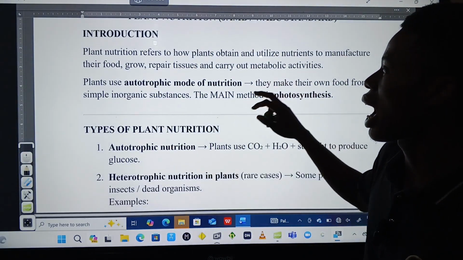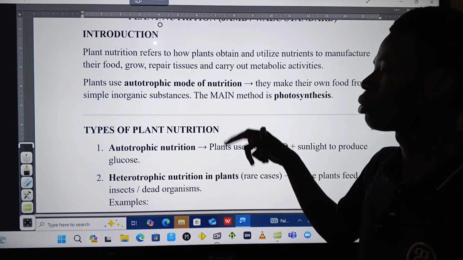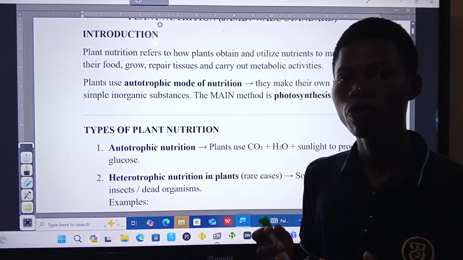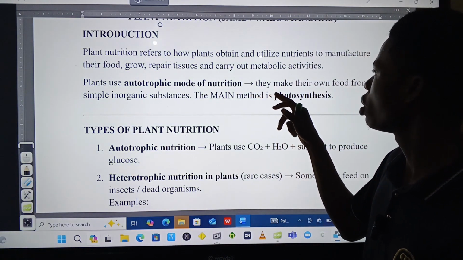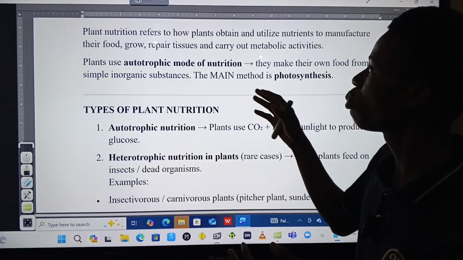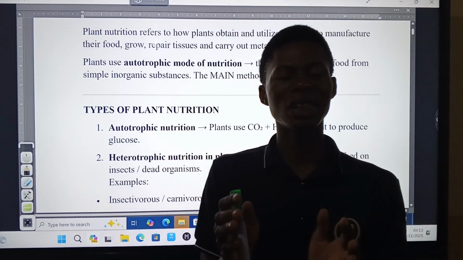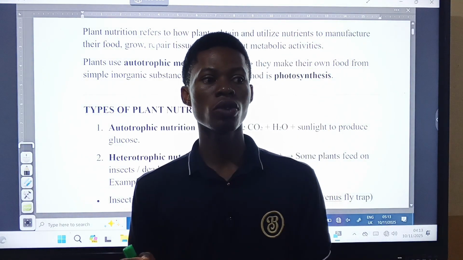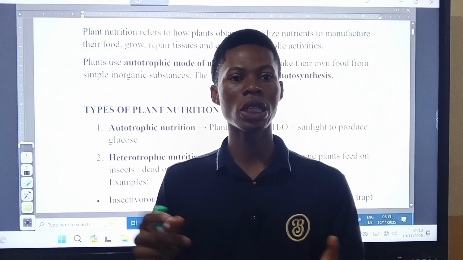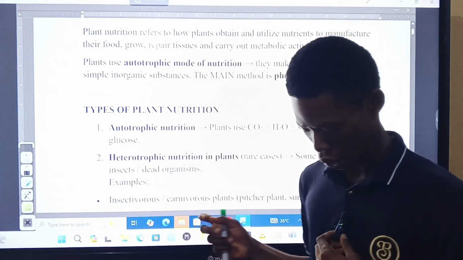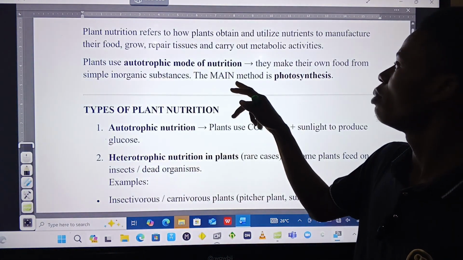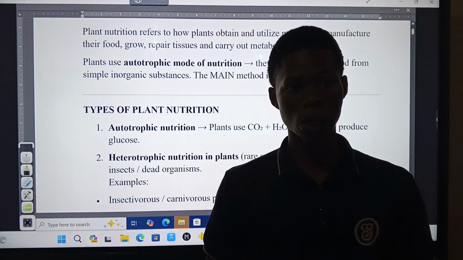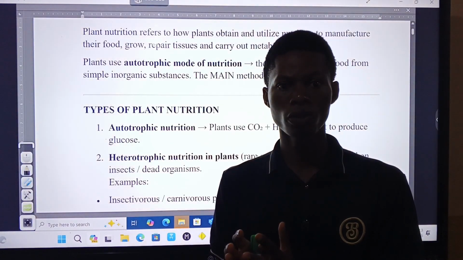Now, plants use autotrophic mode of nutrition. Please pay attention very closely here. Autotrophic mode of nutrition means that they make their own food from simple inorganic substances. Organisms that can manufacture their own food are called autotrophs. And examples of autotrophs are green plants. Green plants are autotrophs because they can manufacture their own food. All right. Now, the main method plants use to manufacture their food is called photosynthesis. Do you understand? So green plants are autotrophs.